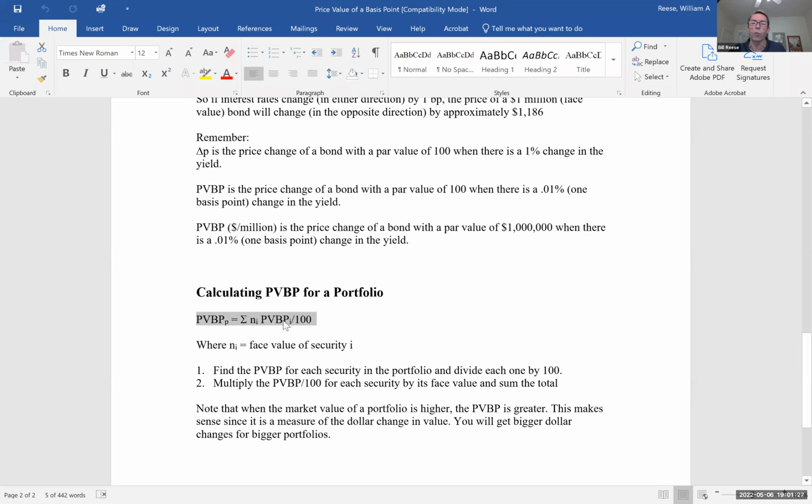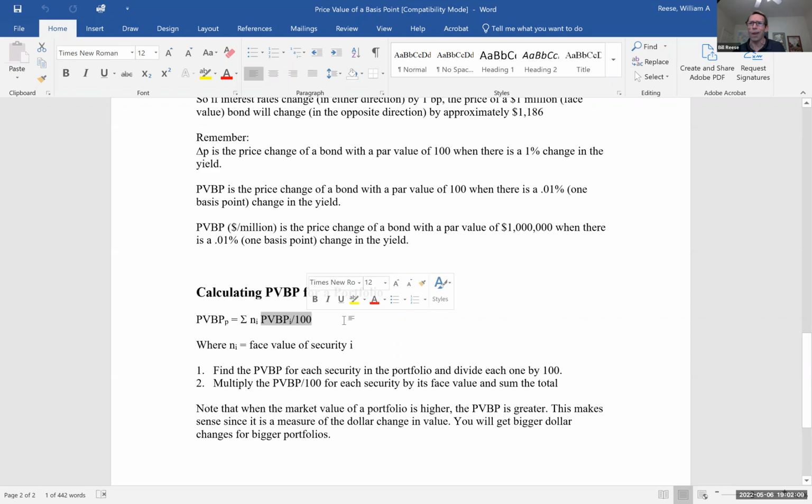Price value of a basis point for a security is how much that security will go up or down by when there's a change in interest rates. It goes up if interest rates go down, it goes down if interest rates go up, for a $100 face value. When we divide by 100 here, in other words, just this portion of it, price value of a basis point divided by 100, it's now not for a $100 security, it's for a $1 face value security. So price value of a basis point is for a $100 face value. Dividing that by 100, it's for a $1 face value.